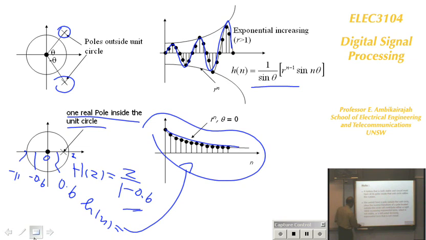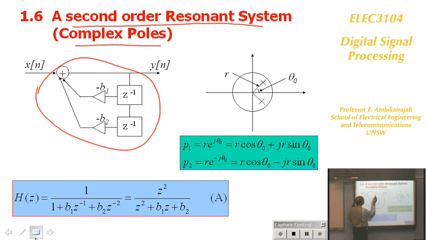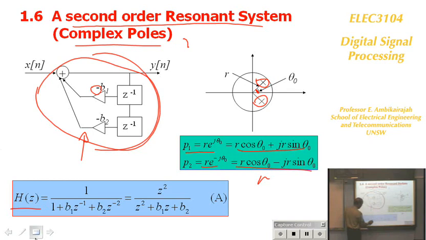Here is an example of a second order resonant system, with complex poles. Here is a second order system. You can write the transfer function for this. I've been told it's a complex pole, so I write the complex poles here. And I've been told this is the frequency at which it's going to resonate. So I write this equation because r e to the j theta, you all know that. From this, I get this one. Now if I just write these two and leave that as such for the moment, look at my diagram here, I write the transfer function. There's no numerator, only a feedback system. So H(z) is equal to 1 over, this minus will give you plus here, that z to the minus 1, that z to the minus 2, right?